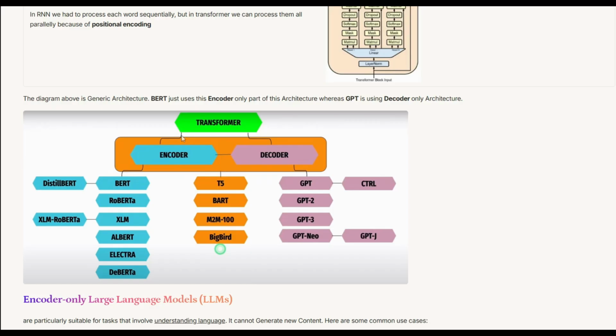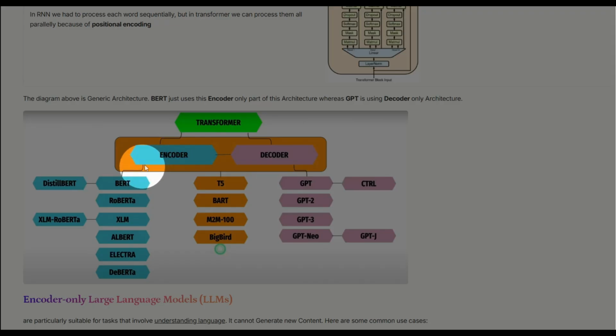Here are some popular encoder-only, encoder-decoder, and decoder-only models. On the left in light blue are encoder-only models. In the middle in orange are models that use the encoder-decoder architecture. On the right in light purple are decoder-only models.